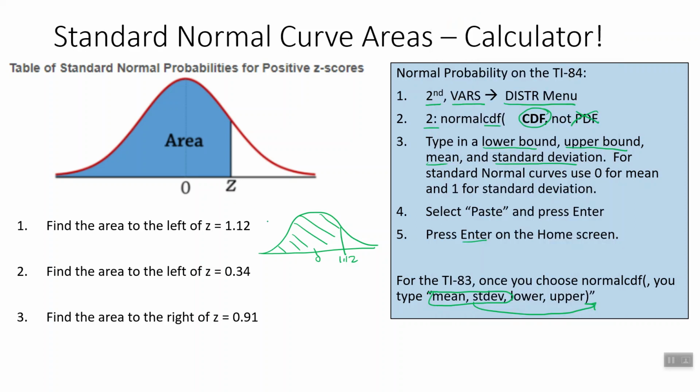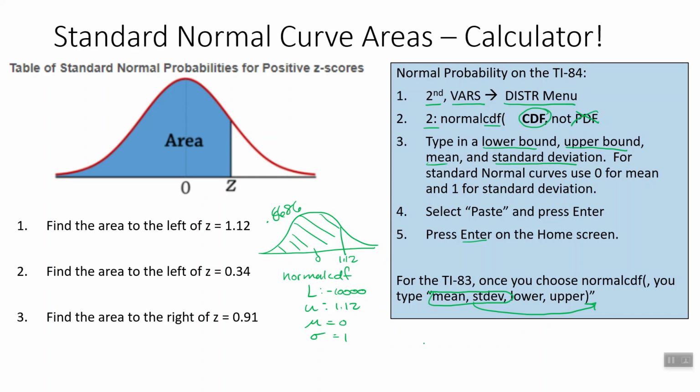All right, so our answer here is 0.8686. Now, if you're working on the AP exam and you use your calculator to get this number, you want to write out normal CDF. You want to write lower, whatever number you used for the lower, upper, whatever number you used for that, which was the 1.12, mean, which is 0 in this case, and standard deviation, which is 1.